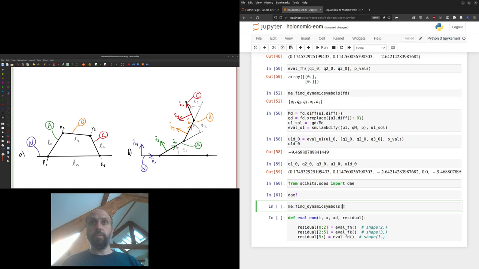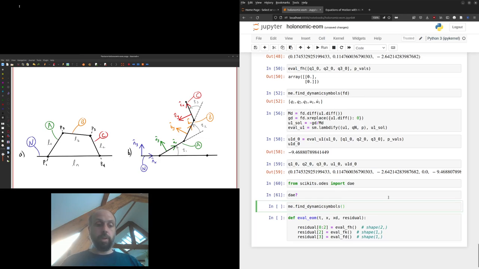We don't want all of FK, right? We only want a single one here because we only want to do the U1 equals to Q1 dot. Right. So this is just going to be 2 to 3 and 3. We can actually make it 0, 1, 2, 3.